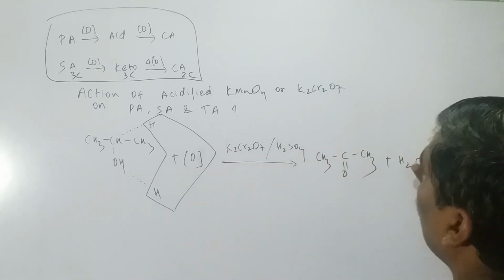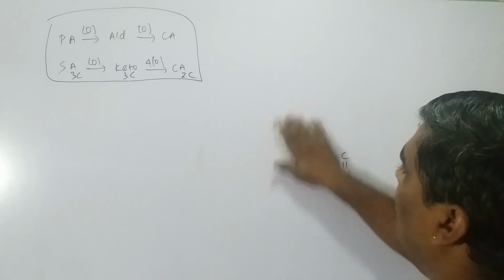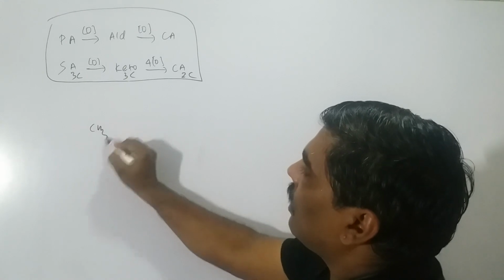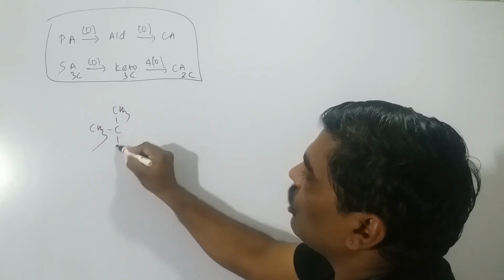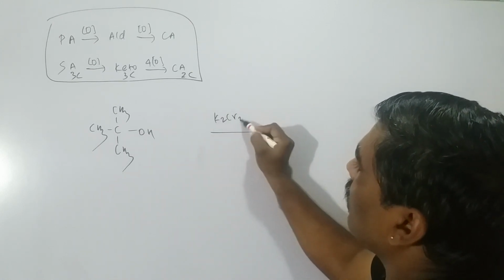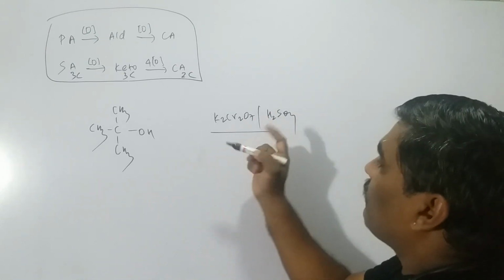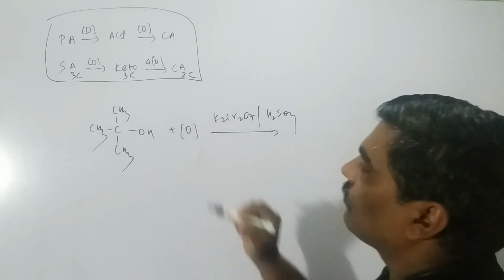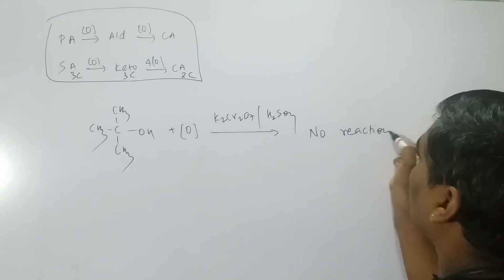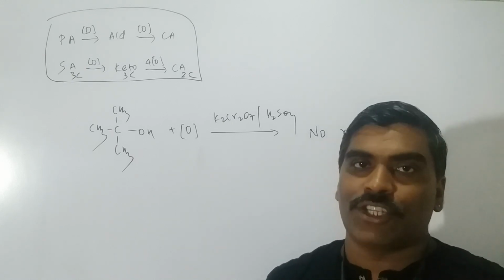Okay, now we'll see what happens with tertiary alcohol. For tertiary alcohol, say it is (CH3)3C-OH, tertiary butyl alcohol. When it is reacted with, say, acidified potassium dichromate, this produces oxygen. But we can write here no reaction. Tertiary alcohols do not undergo oxidation.